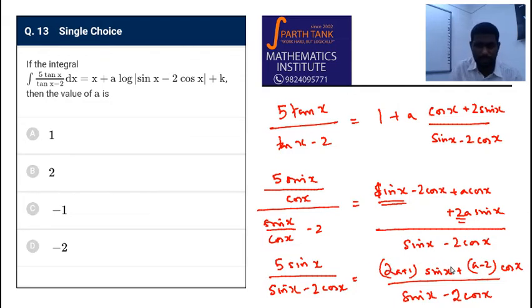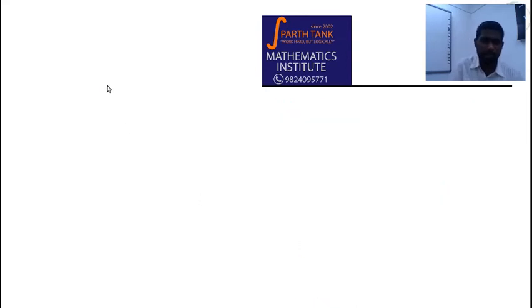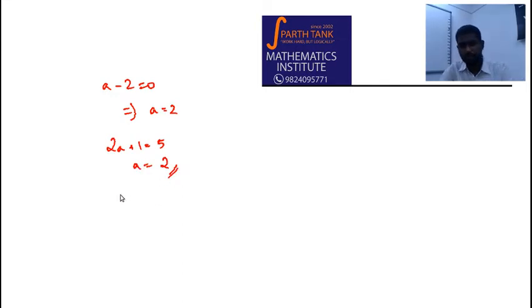So the answer to this is a is 2. Quite simple. If you differentiate this and then you put a minus 2 is 0, a minus 2 is 0, this implies a is 2. Or 2a plus 1 is 5 also implies a is 2. Any way you do, you get a is 2.